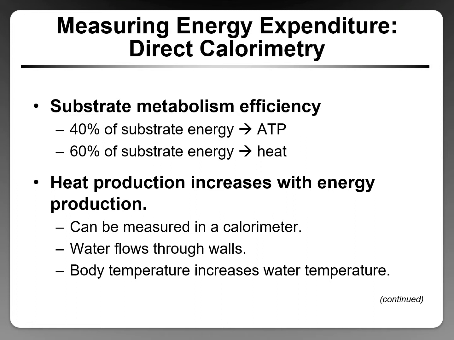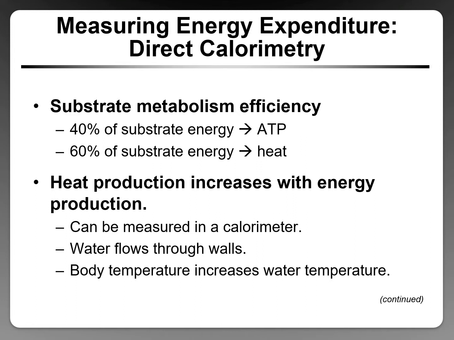We know about 40% of the substrate energy that is produced gets to be used towards ATP, and then about 60% of it is lost in the form of heat. So the human body, in terms of an engine, is very inefficient. We also know that heat production will increase with energy production. So we can measure this directly with a calorimeter.